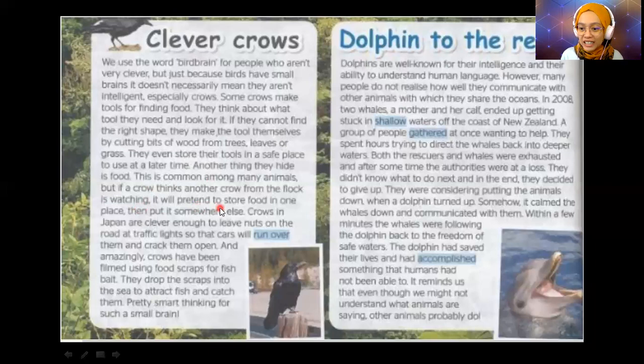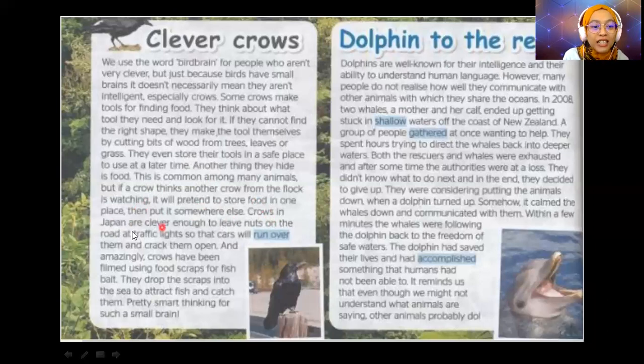It will pretend, dia akan pura-pura to store food in one place. Dia akan pura-pura simpan makanan tu satu tempat, then put it somewhere else. Maksudnya lepas je orang dah tak nampak dah, dia letak makanan dia tempat lain. So now orang tu tak tahu sebenarnya the actual place where the crow hid its food lah.